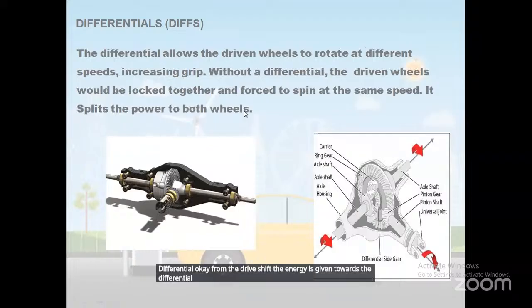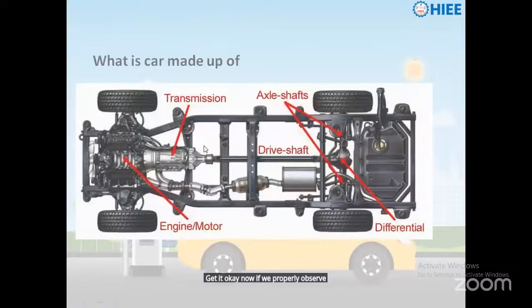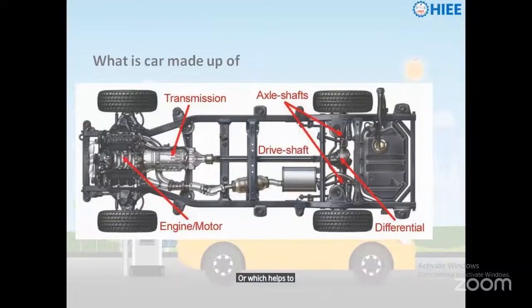Now, let us know what the differential is. The differential allows the driven wheels to rotate at different speeds and to increase the grip. Without the differential, the driven wheels will be interlocked and forced to spin at the same speed, and it will lose the grip. The drive shaft is directly connected to the differential, which helps to rotate the vehicle wheels at different speeds.